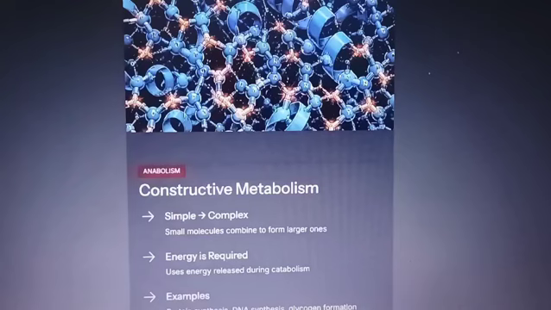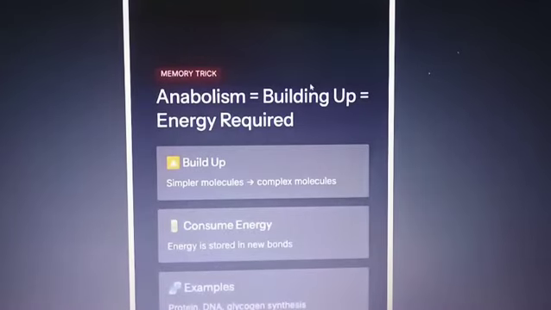Now, there is a simple formula to remember this. Anabolism means building up, and whenever there is a building up process, or whenever something is being built up, then what is required? Energy is required. Okay, so this is very important, very easy, and it is very important to remember it as well. Okay, so now an important question arises.